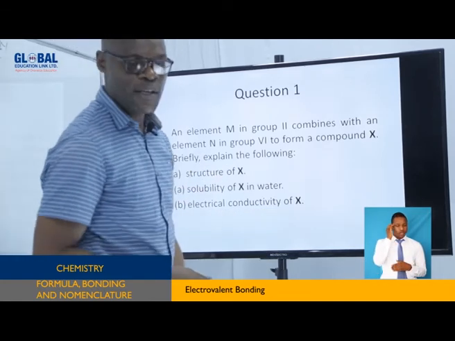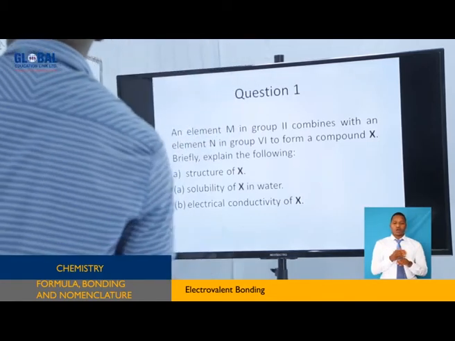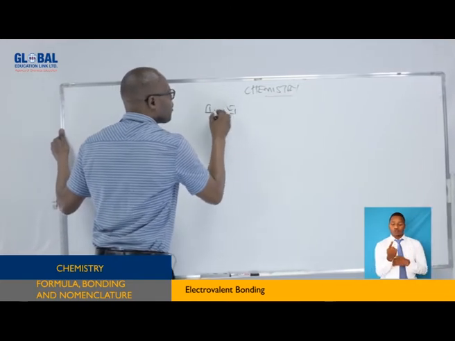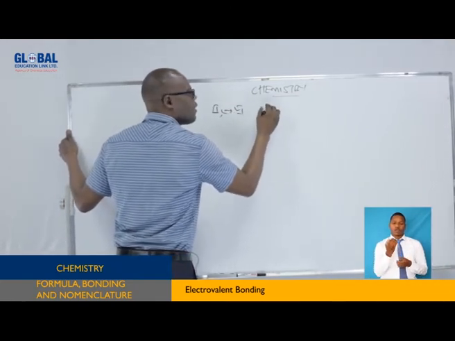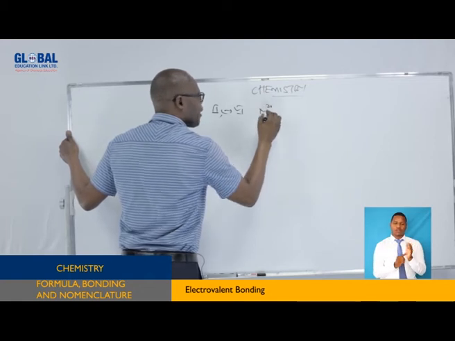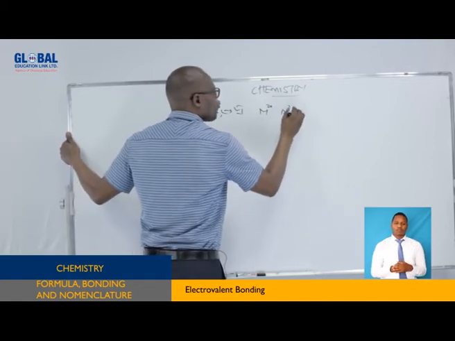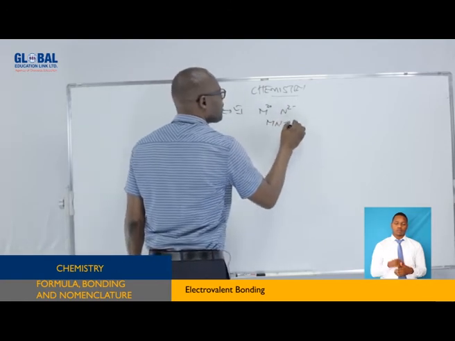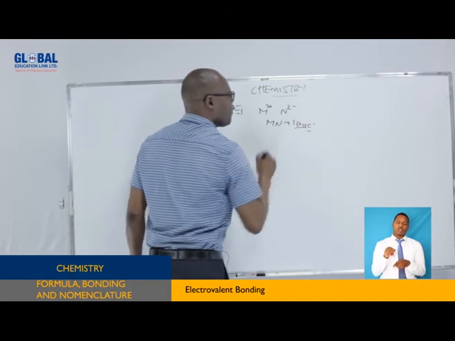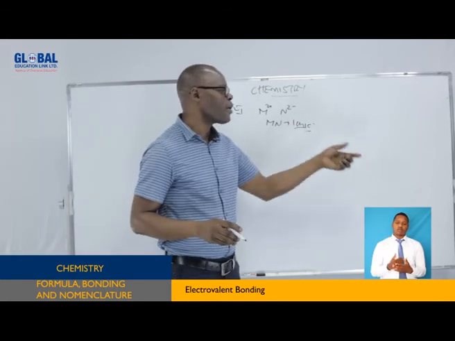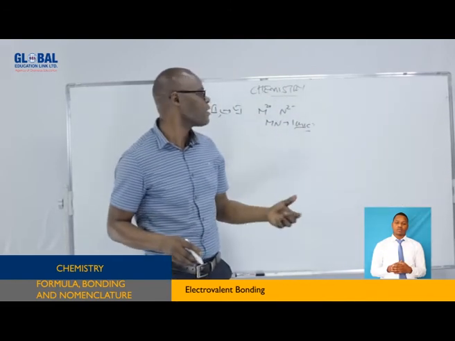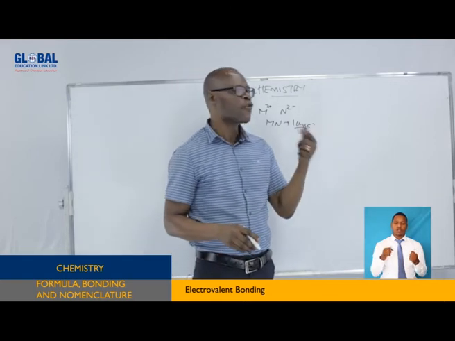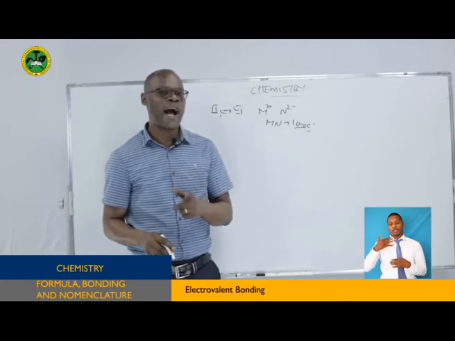This is an ionic compound. We have group 2 and group 6. When they combine together, they'll form, let's say, M2+ and N2-, group 2, group 6. So we'll have MN, which is ionic in nature. So the structure, the question asks us the structure of X. Is it solid? Is it liquid? Is it gas? We learned that electrovalent compounds or ionic compounds mostly are solids in nature.